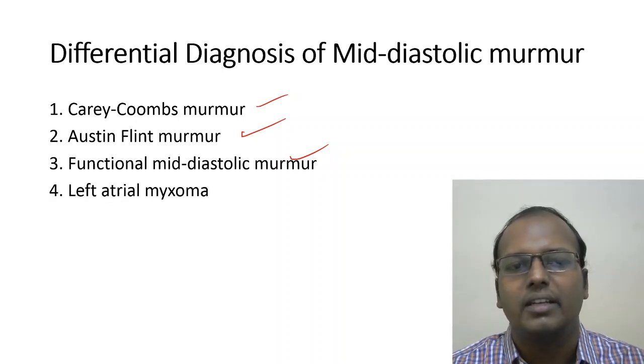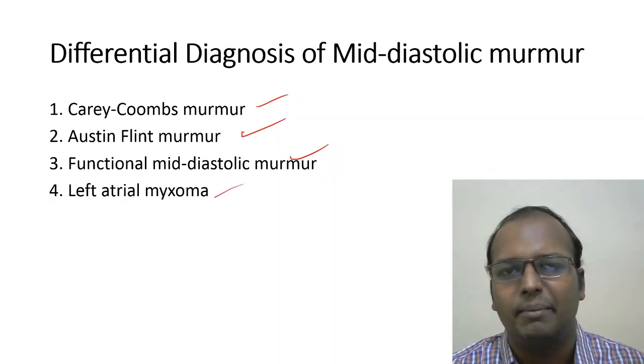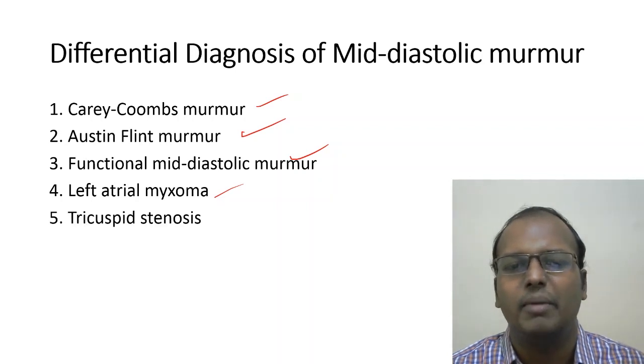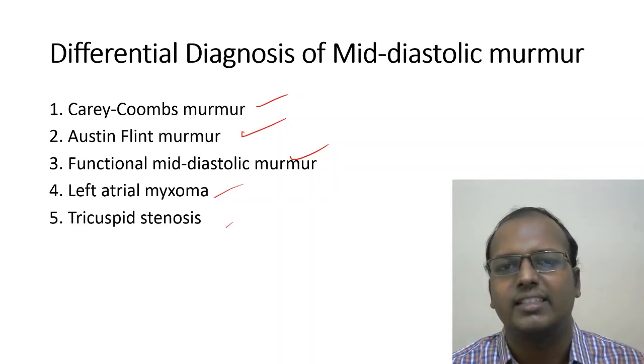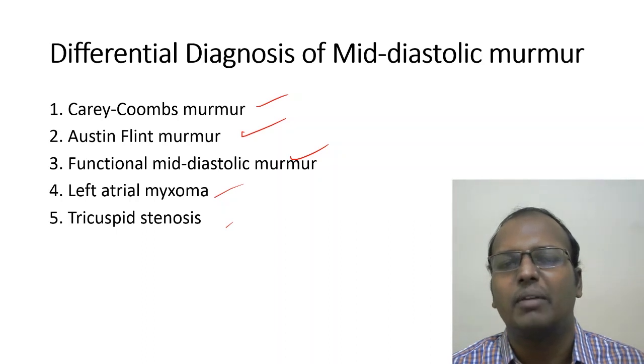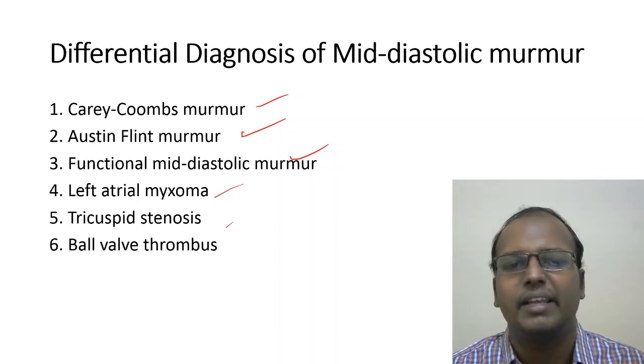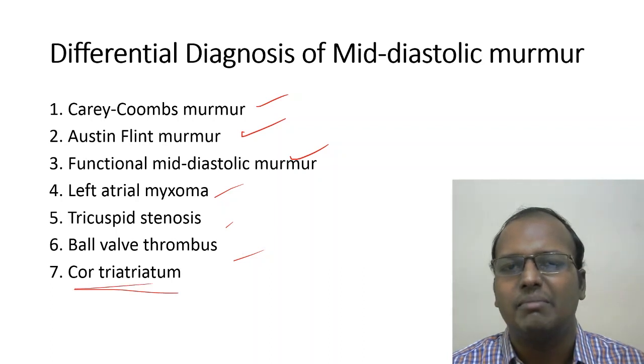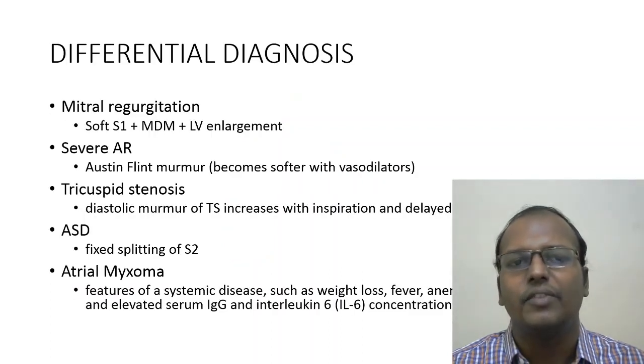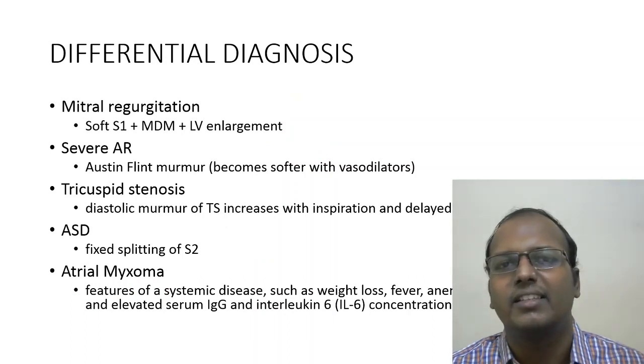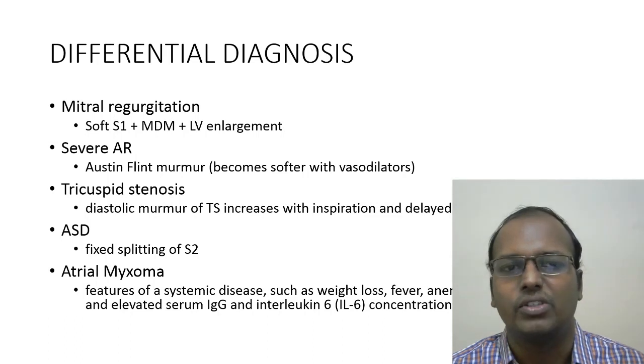Okay. Then comes the left atrial myxoma, similar to mitral stenosis, it can produce an obstruction to the mitral valve. Tricuspid stenosis, yes, it can produce a mid-diastolic murmur in the lower left sternal area, in the tricuspid area. Ball valve thrombus also can cause it. Cor triatriatum is a membrane in the left atrium which can lead to the murmur. Okay. So, differential diagnosis, how to differentiate whether this is mitral stenosis, MDM or some other diagnosis.